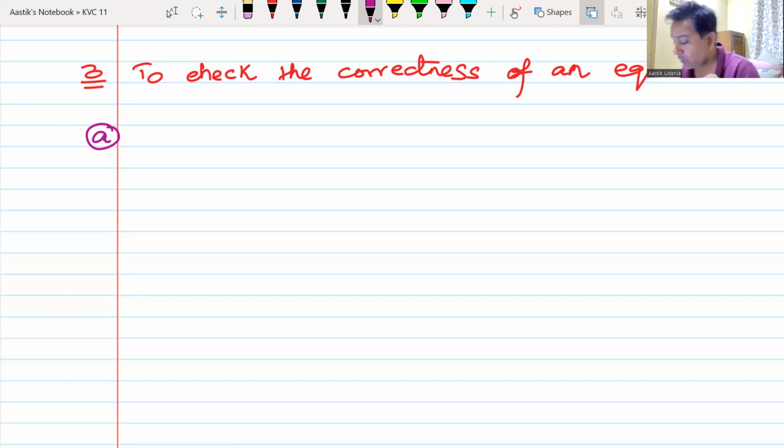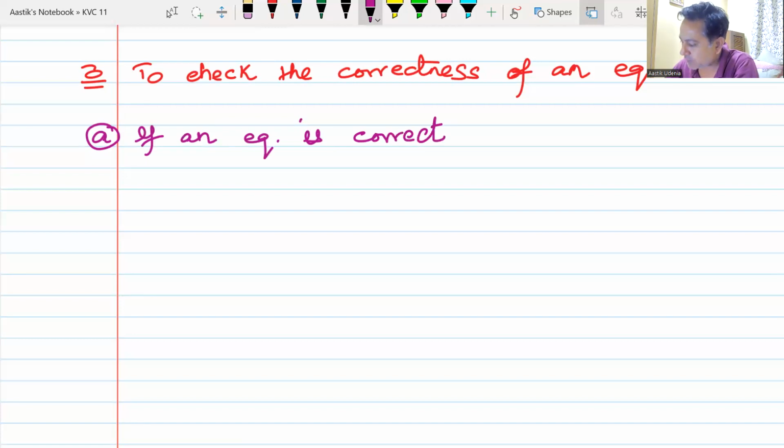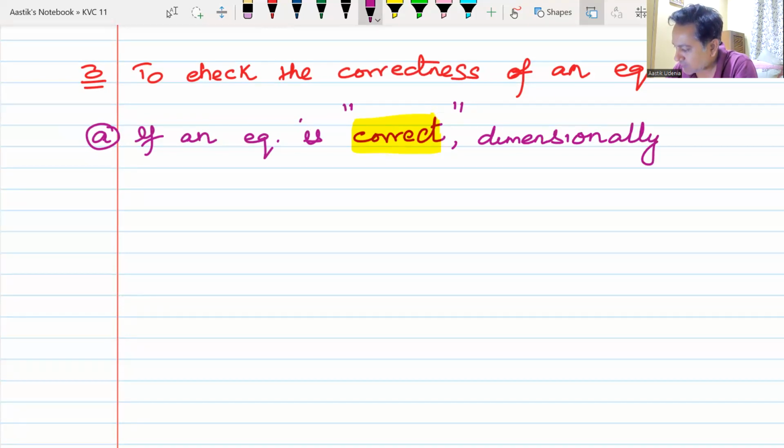Now, I'll tell you how we do this. If an equation is correct, so basically what I'm saying is, if you have an equation which is correct dimensionally also, it will be correct.